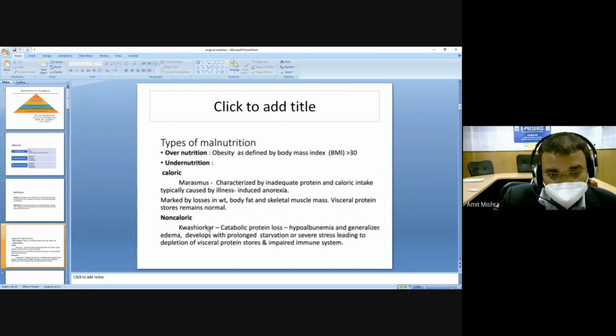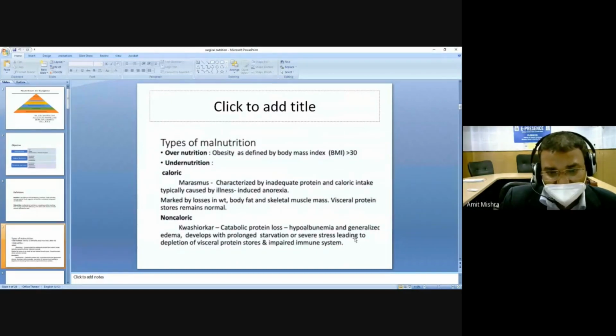Okay. And then the second category is the non-caloric, or catabolic protein loss. Hypoalbuminemia and generalized edema develop with prolonged starvation or severe stress, leading to depletion of visceral protein store and impaired immune system. So the non-caloric category is kwashiorkor. Kwashiorkor is the catabolic protein loss. In kwashiorkor you will not find the caloric intake decreased. Basically the problem is with the catabolic protein loss. Protein loss is more as compared to marasmus.